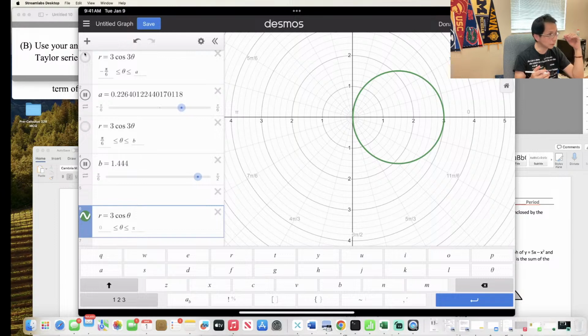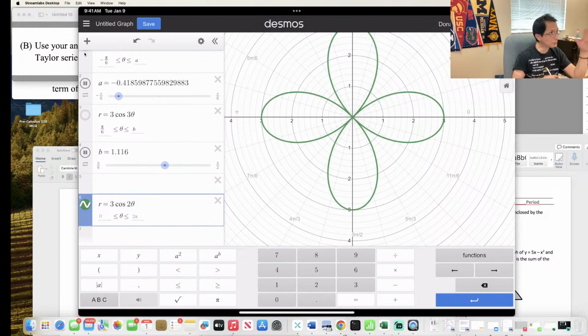This is actually the funny thing: if you do integration between 0 to 2 pi, you're actually going to get double of the circle because they actually retrace the graph twice. We talked about that before. Now, if I change this to 2, they will give me 4 petals. So an even number gives you double the number of petals.